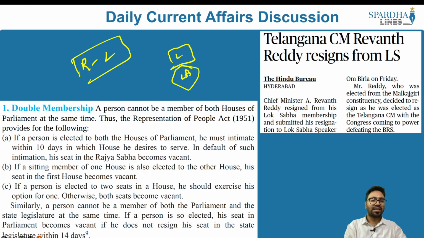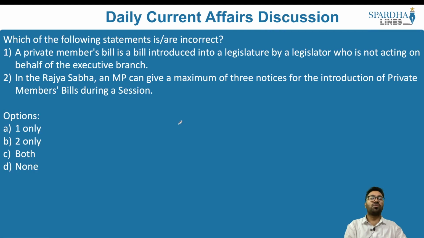Now let's look into the next practice question. Which of the following statements are incorrect? A private member's bill is a bill introduced into a legislature by a legislator who is not acting on behalf of the executive branch. In the Rajya Sabha, an MP can give a maximum of 3 notices for the introduction of private member's bill during a session. Which of the statements are incorrect? Since it is asking for the incorrect statement, the answer to this is none. Why? That is because both the statements are right.